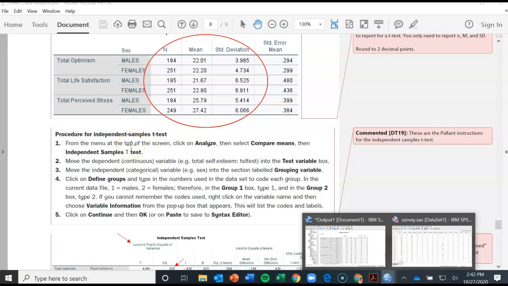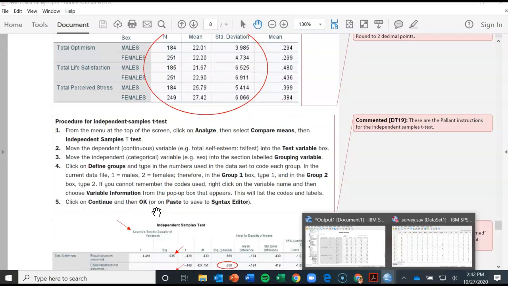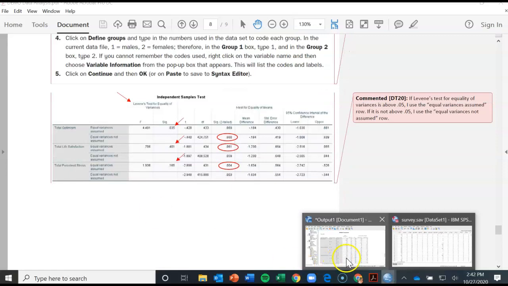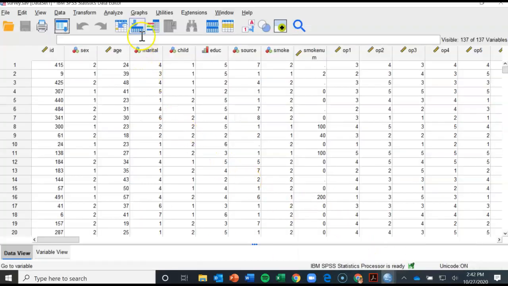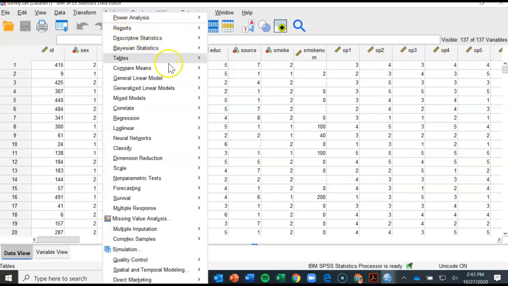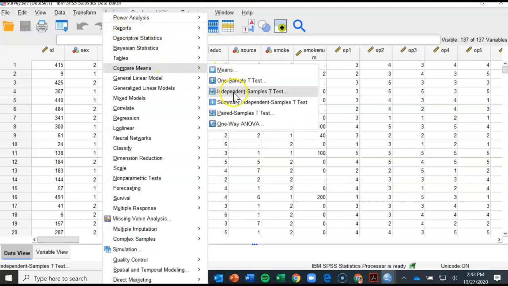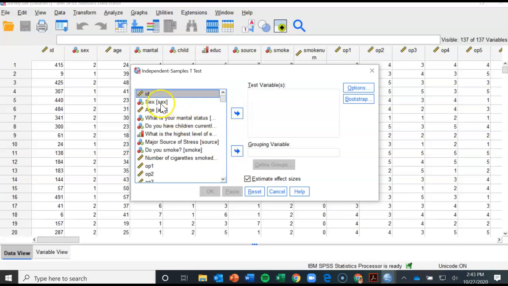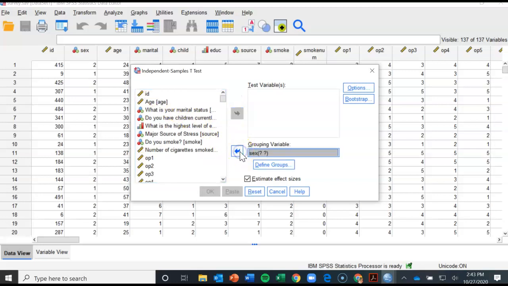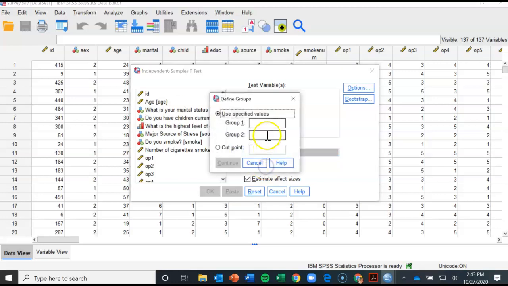What the instructions ask you to do in your Palant text: you go to Analyze, you go to Compare Means, and you select the Independent Samples T Test. You select your variables, you label your grouping variable, and then you run your test. So let me toggle back over to my data set. Compare Means, Independent Samples T Test. My grouping variable is sex. I'm going to define the groups. They were coded in my data set as 1 and 2.